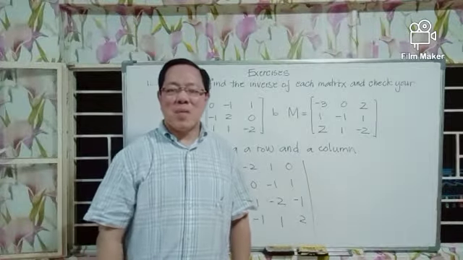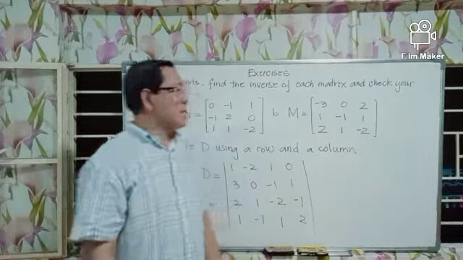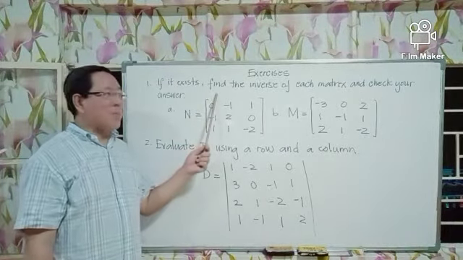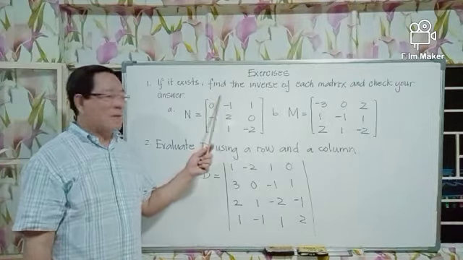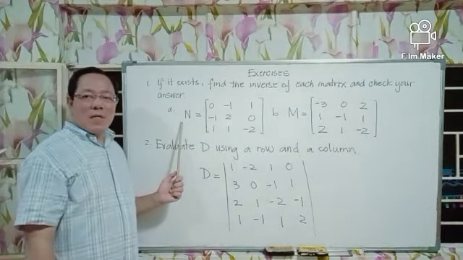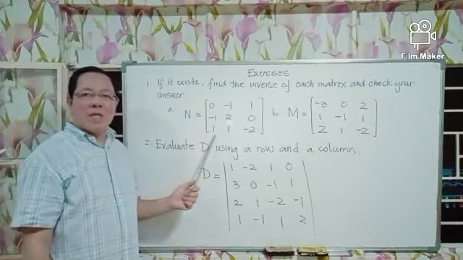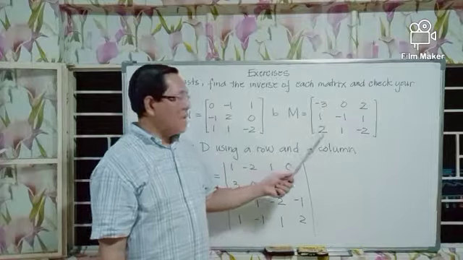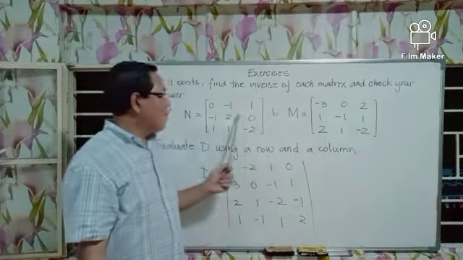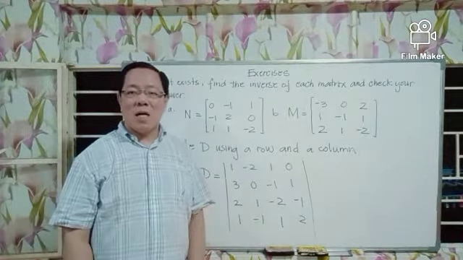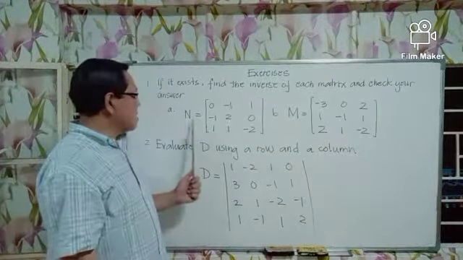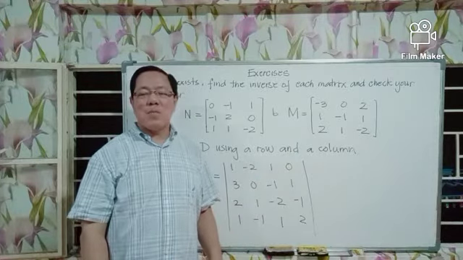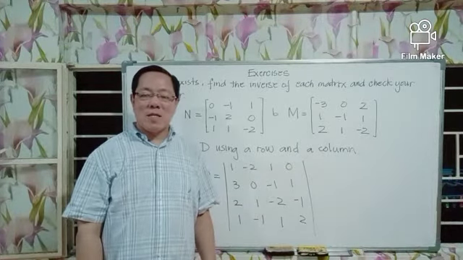For your practice, please try the following exercises. Number 1, if it exists, find the inverse of each matrix and check your answer. For letter A, the matrix M is a 3 by 3 matrix. For letter B, the given matrix M is again a 3 by 3 matrix. And for each of these, you start by getting the determinant of matrix M. And if the determinant is 0, you stop and you conclude that the inverse does not exist.